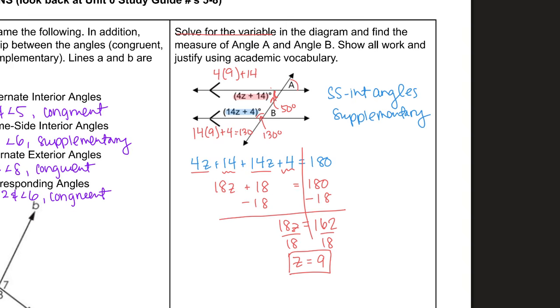All right, so now they want us to solve for the measure of angle A and the measure of angle B. Well, angle A is vertical to this angle, which means the measure of angle A is going to be 50 degrees. I'm going to say that's vertical to the 4z plus 14 angle. Then to find the measure of angle B, angle B and angle A are corresponding. So the measure of angle B is also going to be equal to 50 degrees because it's corresponding with A.